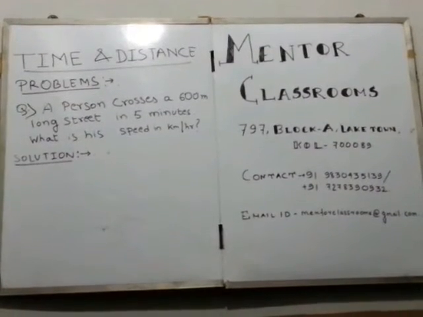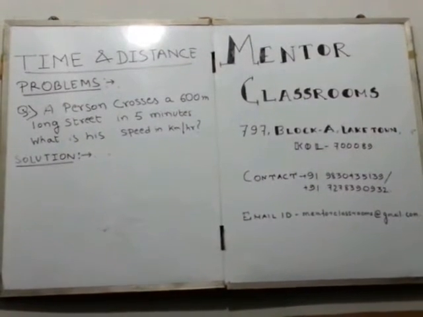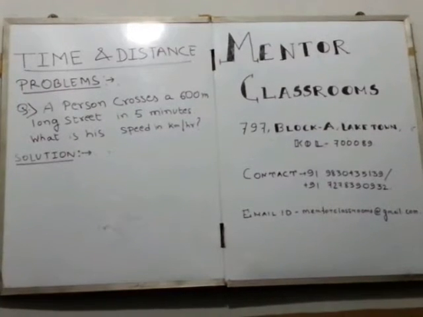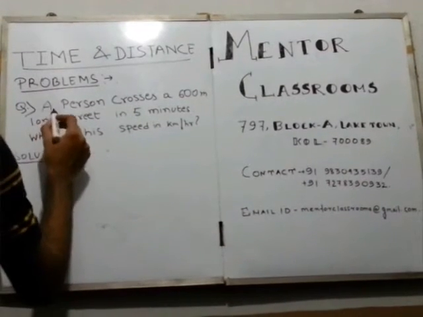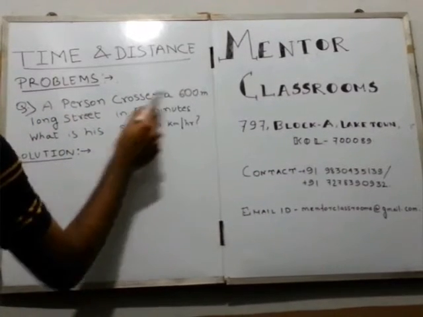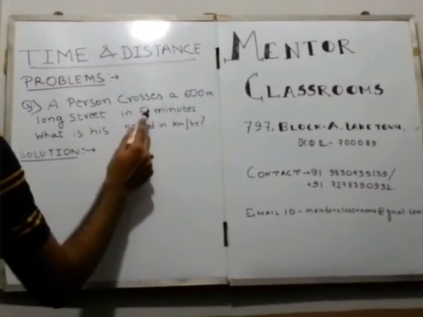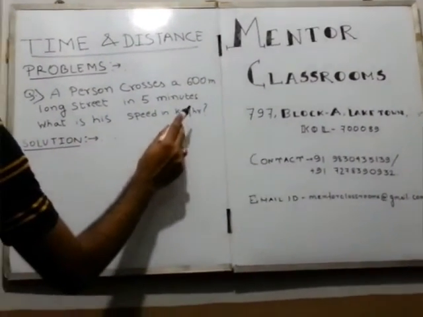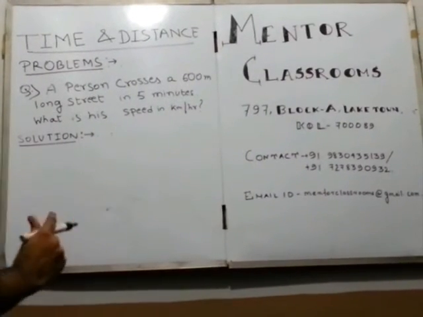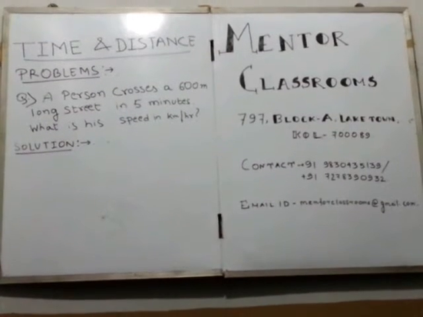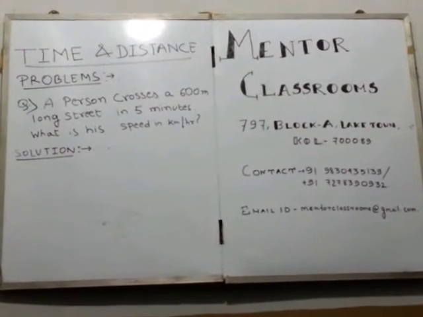So guys, now let's discuss the problems. So we are moving to problems. Our first problem is, as you can see, a person crosses a 600 meter long street in 5 minutes. What is his speed in kilometer per hour? Now this is a very basic and easy problem to start with. So how to solve this problem?